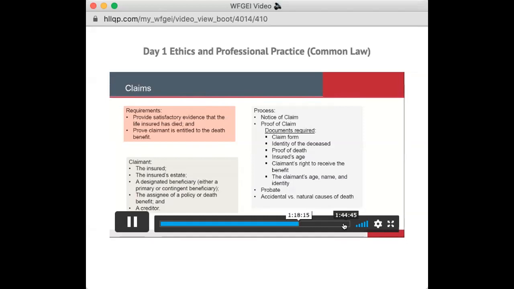Okay. Now, of course, the claimant themselves could be the insured. In other words, I own a policy on my spouse, for example, and I am the beneficiary. I can do that. Of course, it could be the insured's estate, which we obviously do not recommend because, as I said, it could be stuck in probate, creditors could go after it, taxation, all that sort of stuff. It could be a designated beneficiary, whether primary or contingent. It could be the assignee of the policy at death, in other words, a collateral assignment.